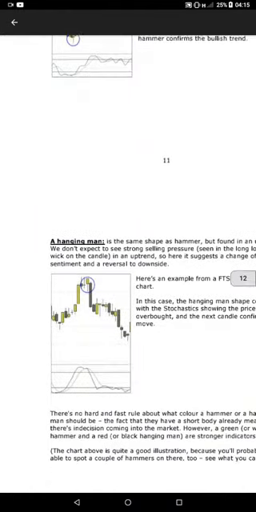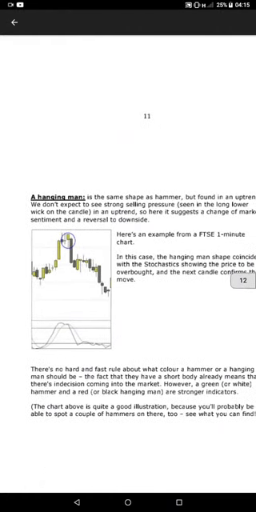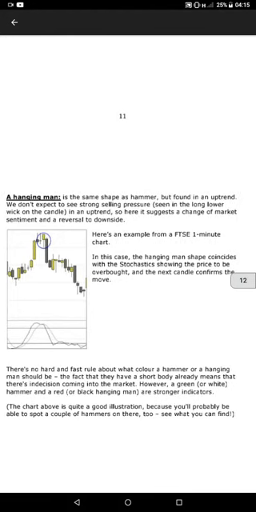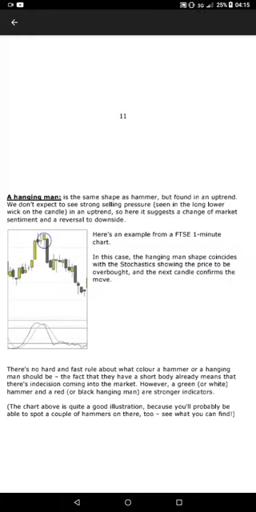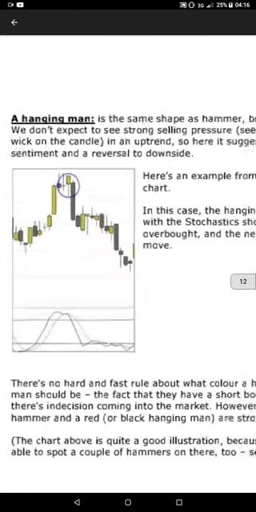Guys, let's proceed. A hanging man is the same shape as a hammer, but found in an uptrend. Sorry, guys, let me start it over. A hanging man is the same shape as a hammer, but found in an uptrend. We don't expect to see the strong selling pressure seen in the long lower wick of the candle in an uptrend. So here it suggests a change of market sentiment and a reversal downside.